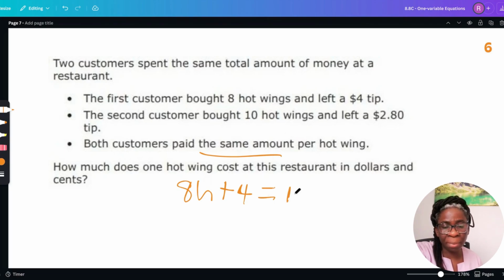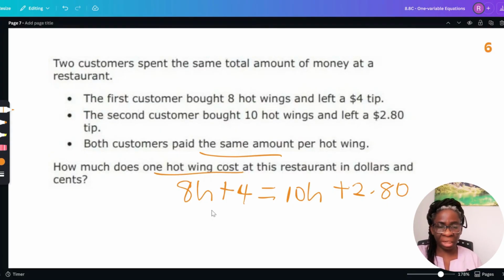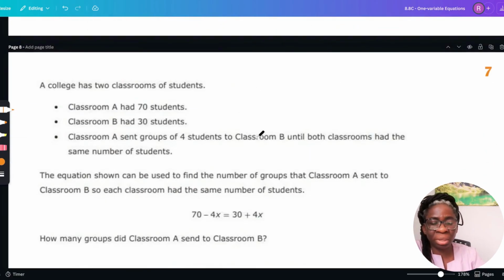And the second customer paid for 10 hot wings and left $2.80. So how much does one hot wing cost? You have to find the value of H in dollars. When you get your answer in dollars and cents, you must leave your answer in this format. So let's move to the next question.